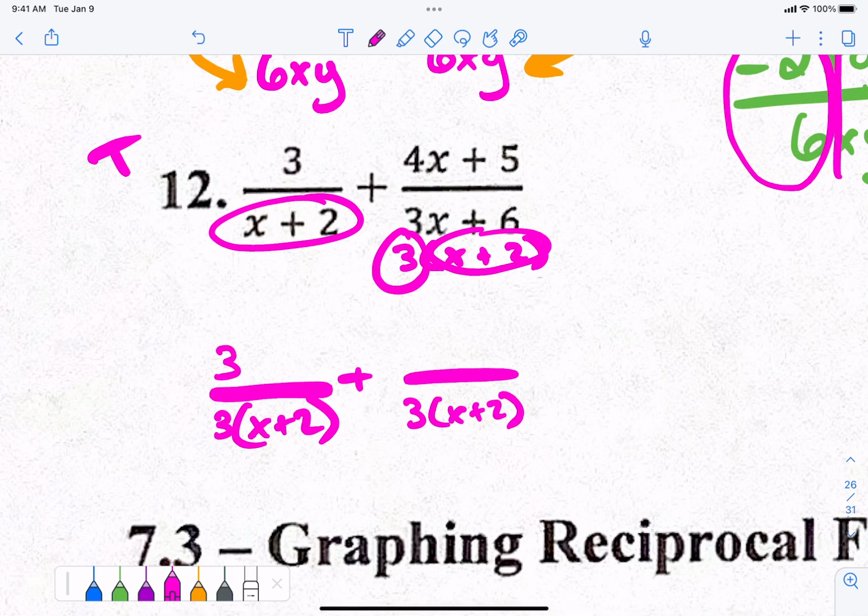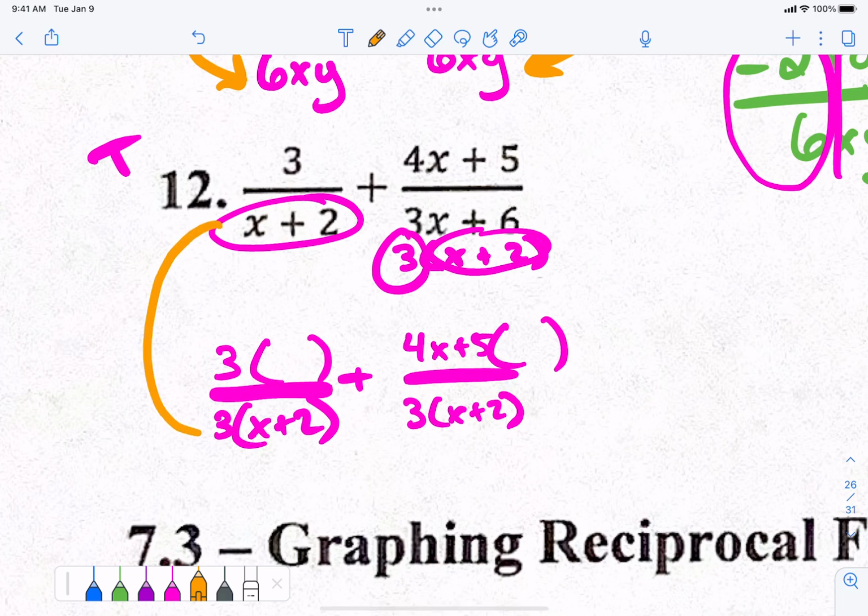All right, and I've got 3 on the top and 4x plus 5 on the top, and I'm going to multiply by what each needs. Looking at the left side, comparing x plus 2 to 3 times x plus 2, what does it need? A 3. Comparing the right side, what does it need? Nothing. So I'm going to put it away.